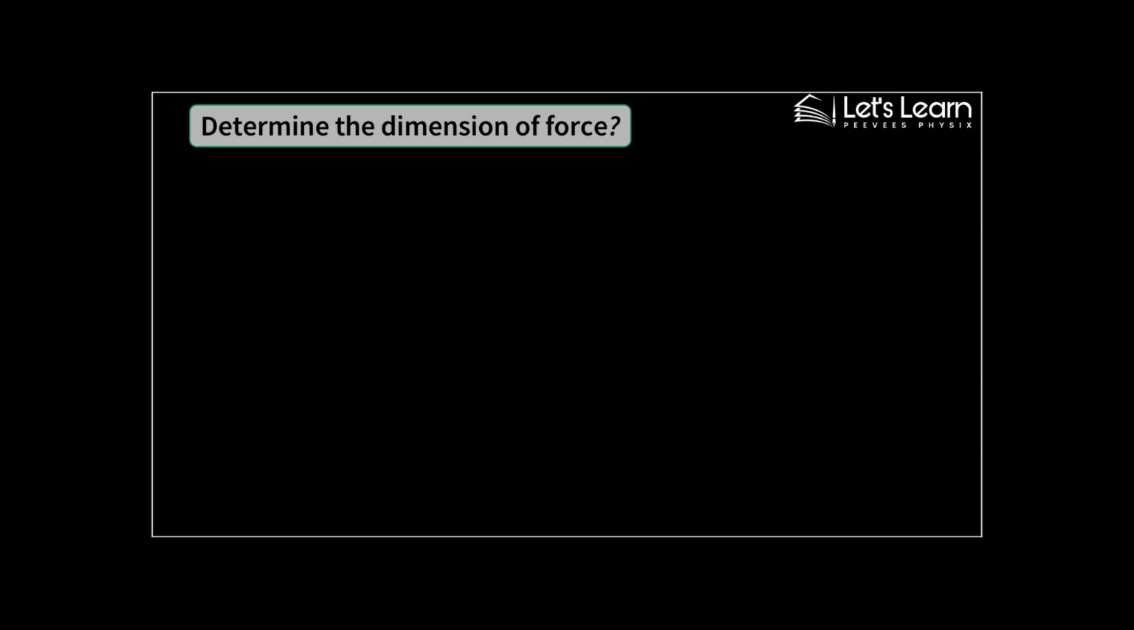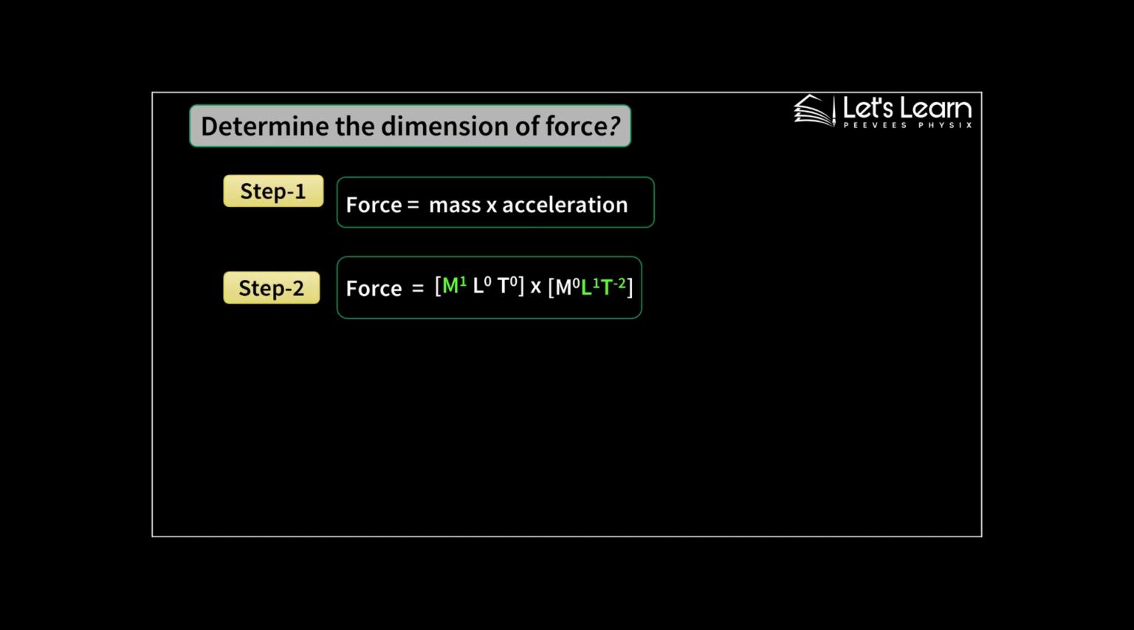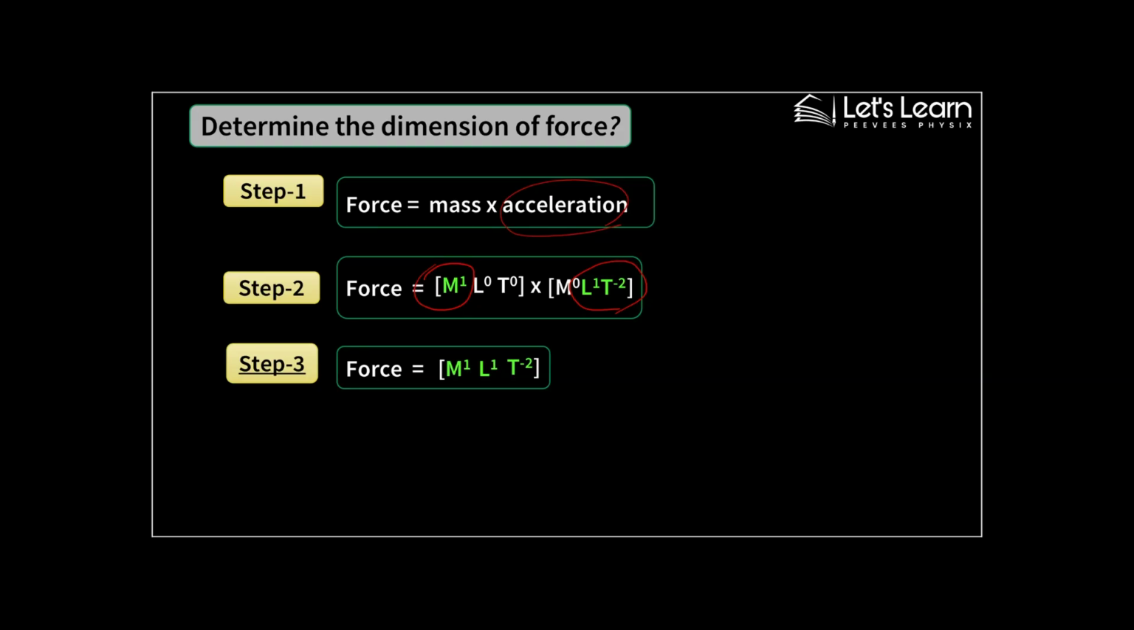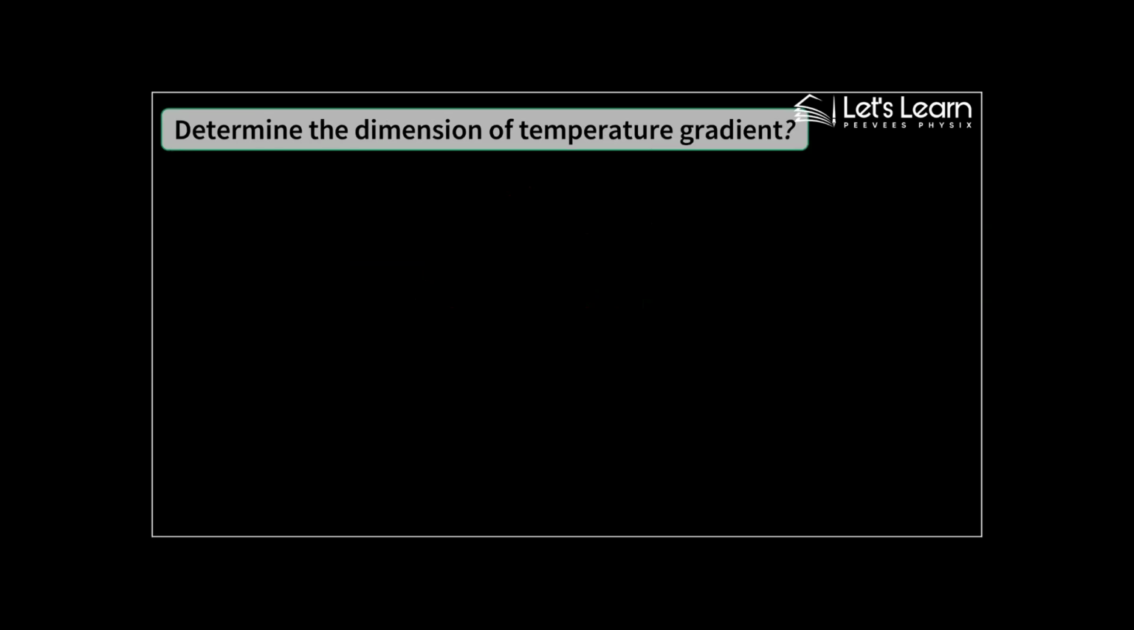We move on to getting the dimension of force. The formula for force is mass times acceleration. The dimension of mass is just M, and the dimension of acceleration, which we have just done, is L, T to the power of minus 2. Combining them together, M to the power of 1, L to the power of 1, and T to the power of minus 2. We move on to getting the dimensions of temperature gradient.